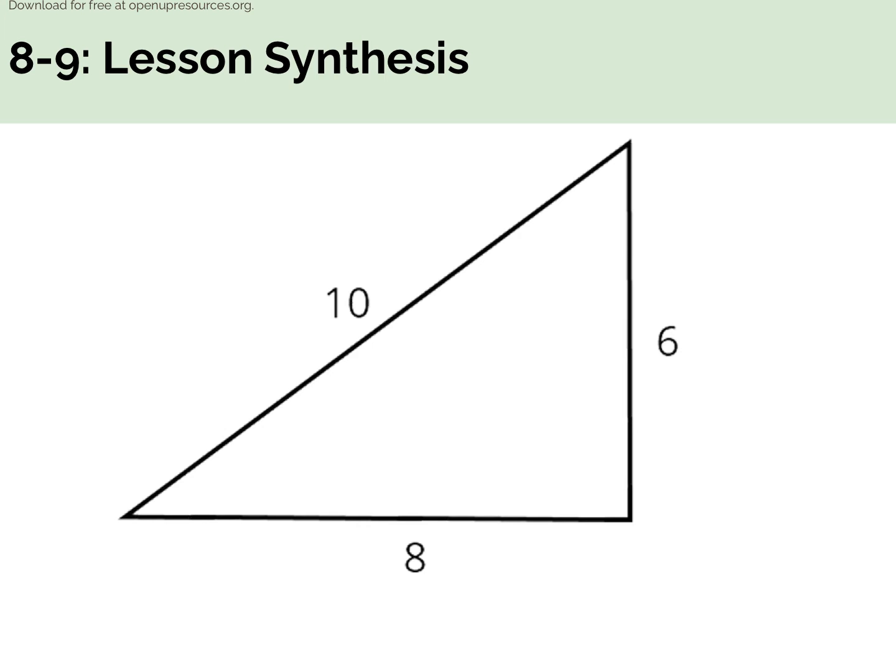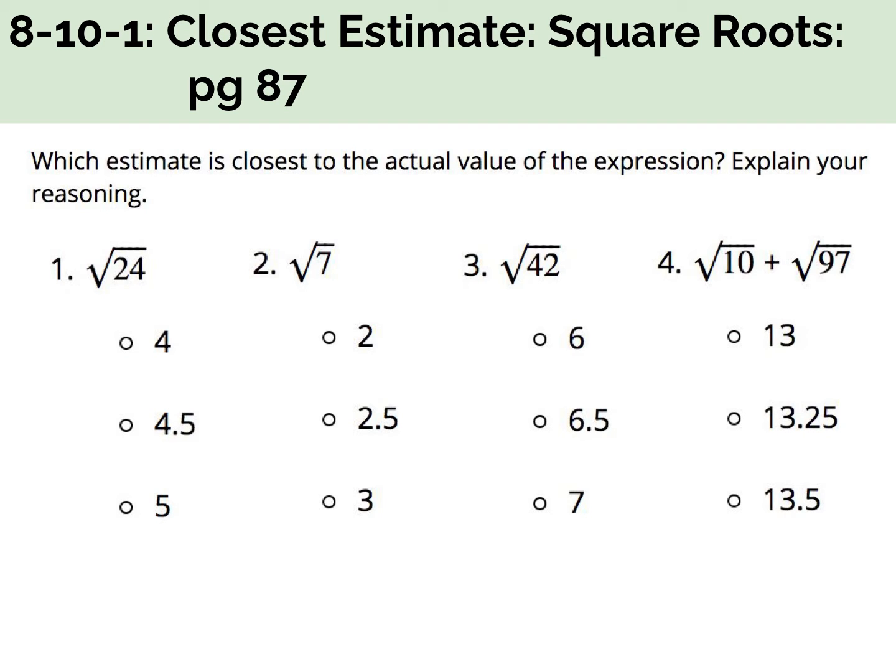So again, across from the 90 degrees is always our C. And then the other 2 legs, as they're called, are A and B. It does not matter which one is A, and it does not matter which one is B. All right, let's go ahead and turn to page 87.